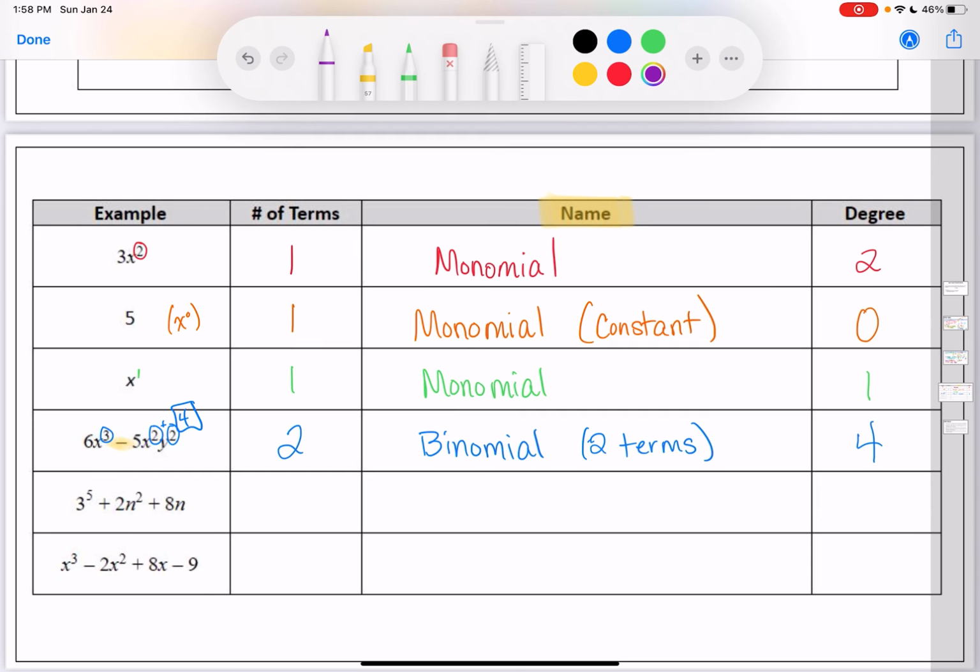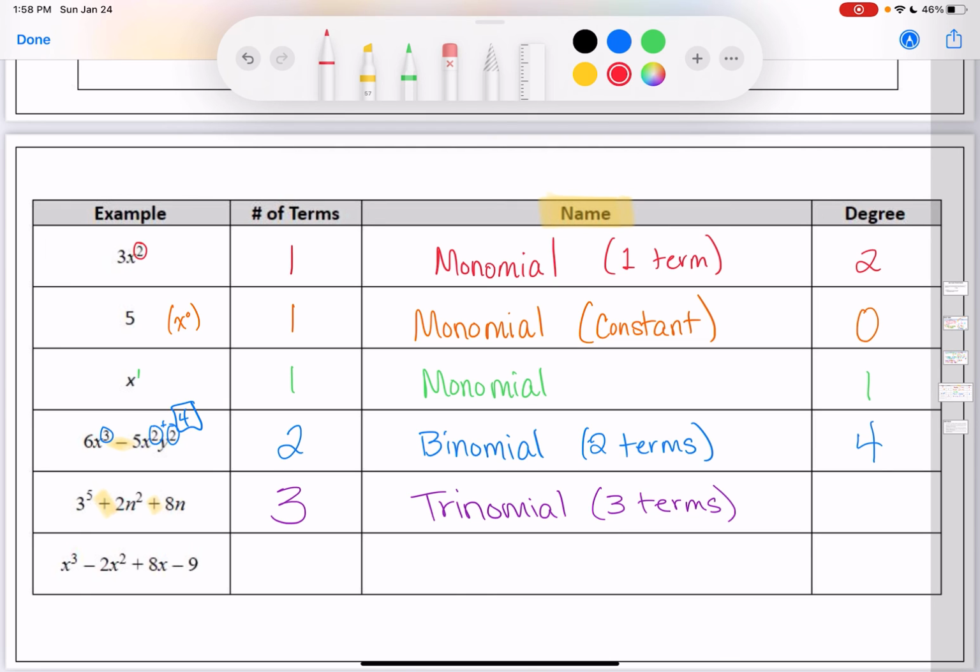Okay, let's look at this one now. I see 2 plus signs here, which means I have 3 terms, right? 3 to the 5th, 2n squared, 8n. 3 terms. Do you know the prefix for 3? Yeah, trinomial on this one, right? Tri means 3. A tricycle has 3 wheels. So a trinomial is when I have 3 terms. Could probably put it back up here. Monomial, 1 term. We kind of defined that already though, right?